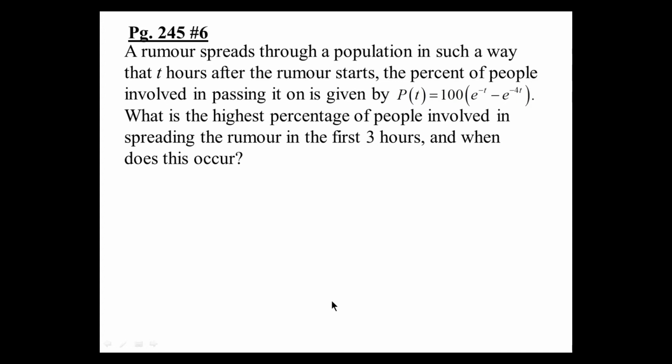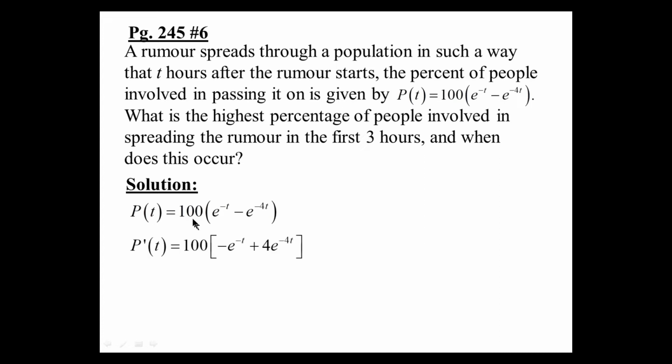So we're doing a max-min problem. So the solution is to do the algorithm, actually. Find the derivative, set the derivative equal to 0, and evaluate. So we'll have to differentiate. There's our function, now differentiating. A constant factor comes along for the ride.